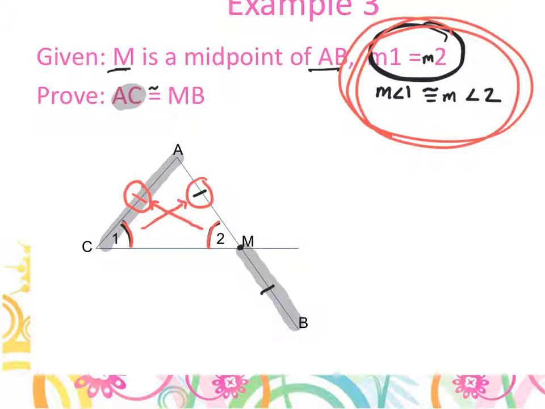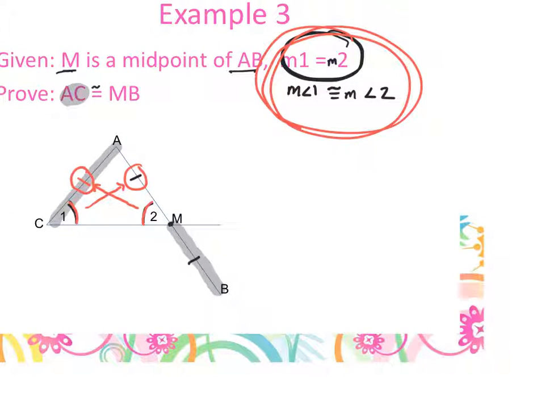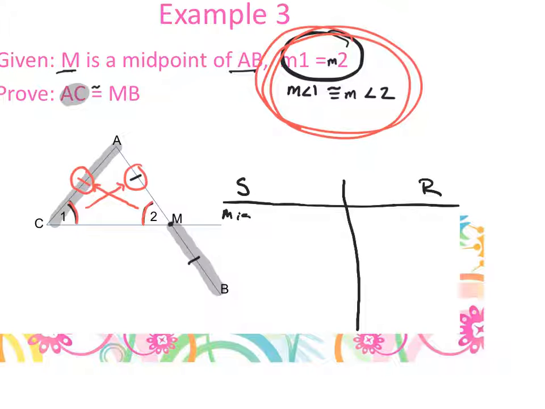Now we just need to prove it. We need to do it in a proof. We have proven everything there, we just need to actually write it out: our statements and our reasons. Let's talk. What am I going to write? Okay. M is the midpoint of AB, and the measure of angle 1 is congruent to the measure of angle 2. All of that was given.